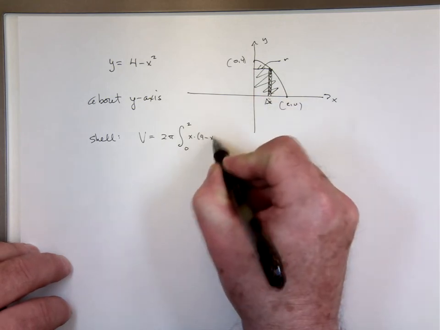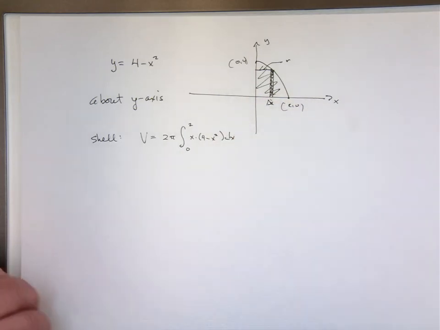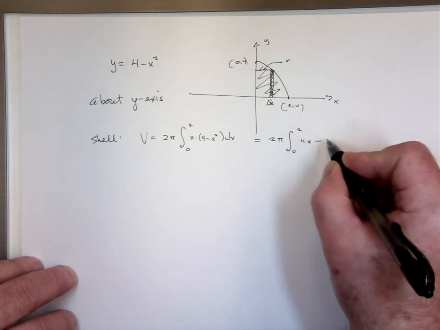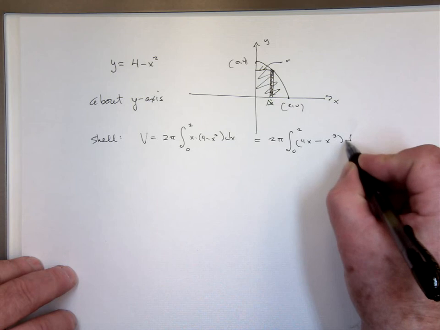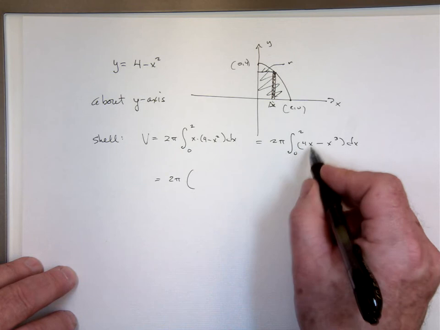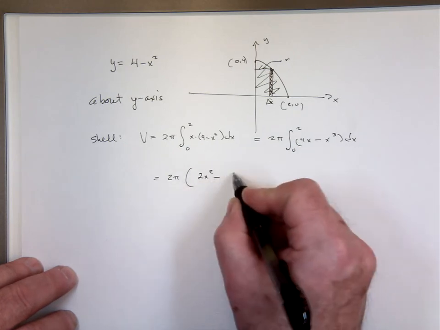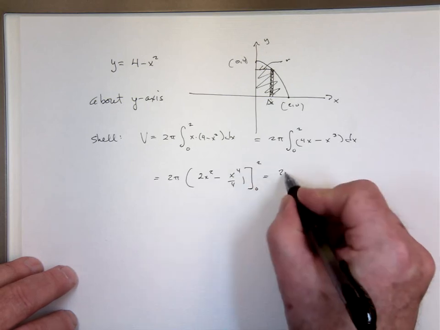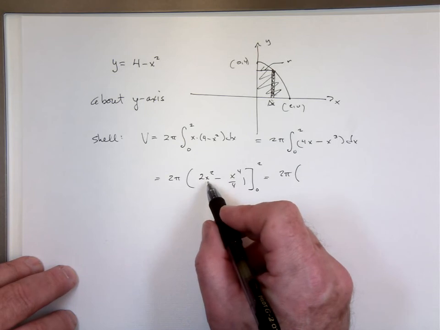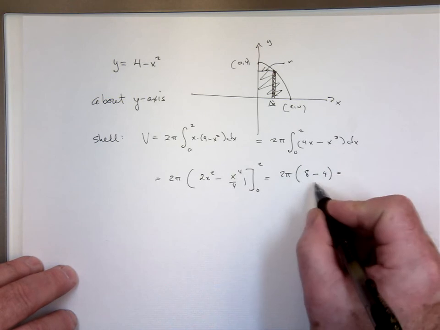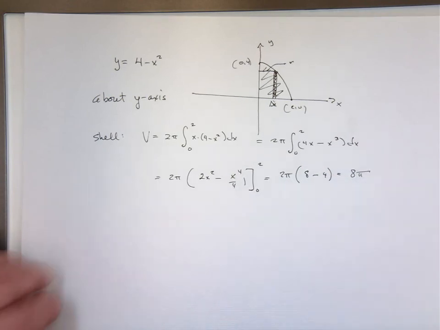It'll be 2 pi, integral 0 to 2, 4x minus x cubed. That'll be equal to 2 pi, 4x squared over 2, minus x to the 4th over 4, from 0 to 2. That'll be 2 pi, 8 minus 16 over 4, which is 4. I'll get 2 pi times 4, which is 8 pi. 8 pi cubic units will be the volume of that solid of revolution.